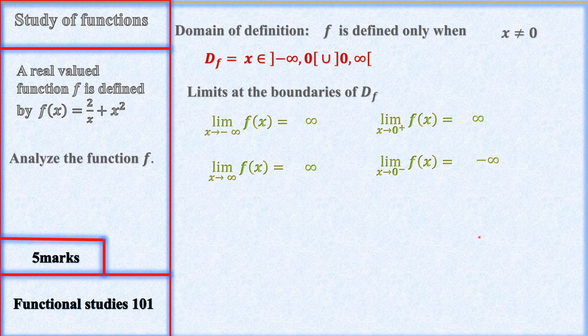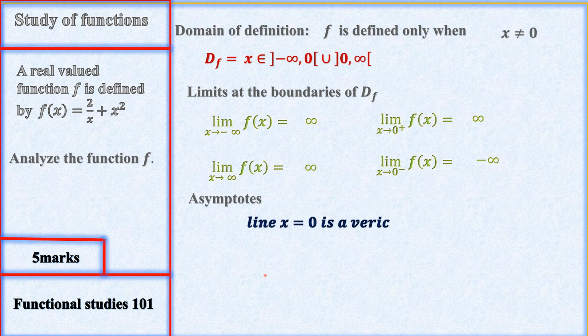Having evaluated the limit at the bounds of the domain, let's look at another part of the function, the asymptotes. Once you have evaluated the limit at the bounds of the domain, you can deduce the equation of the asymptotes. Look up: when x was tending to 0 from the left, it tends to negative infinity. When x was tending to 0 from the right, it tends to positive infinity. So whenever you evaluate the limit at a point and it gives you either positive or negative infinity, it means that line is a vertical asymptote.